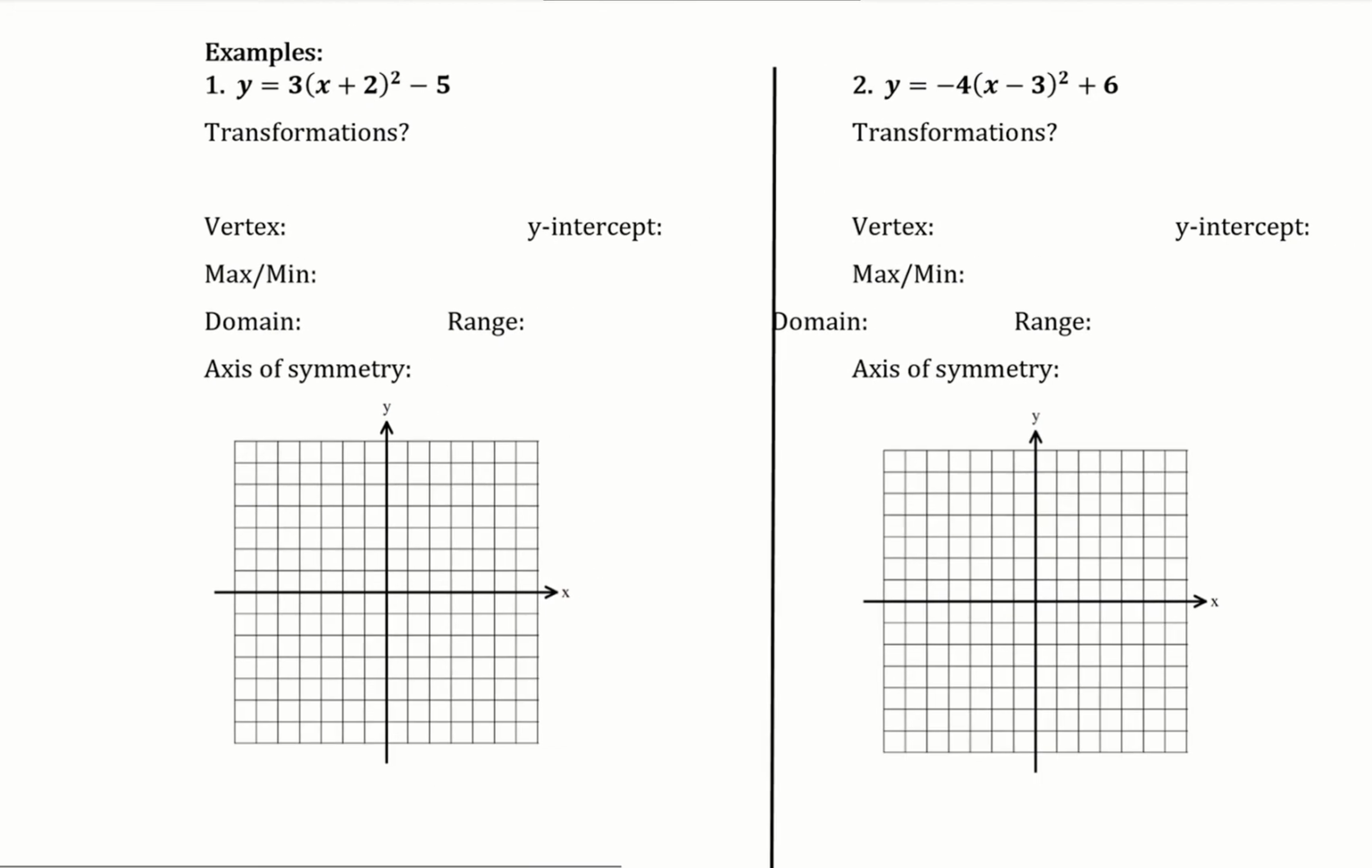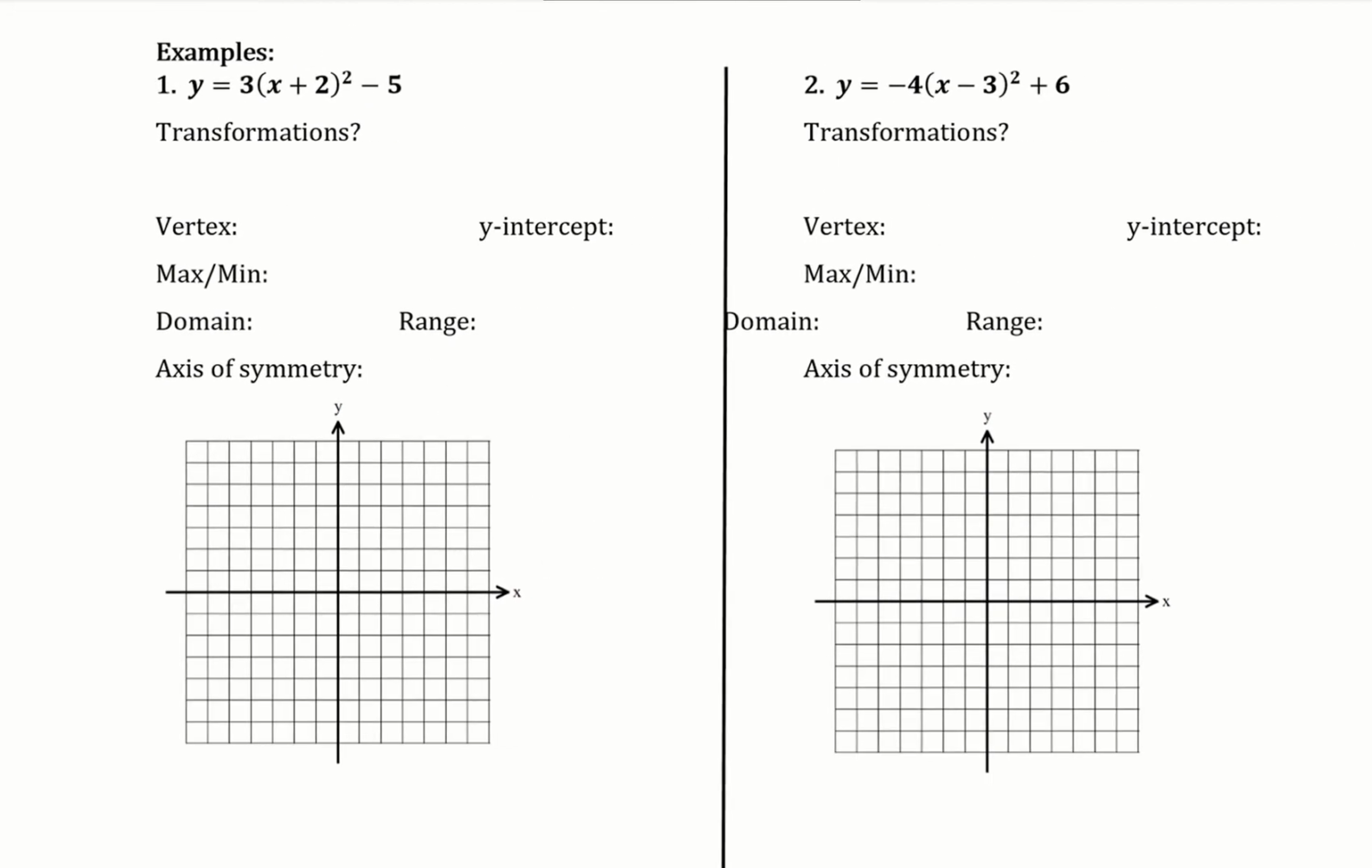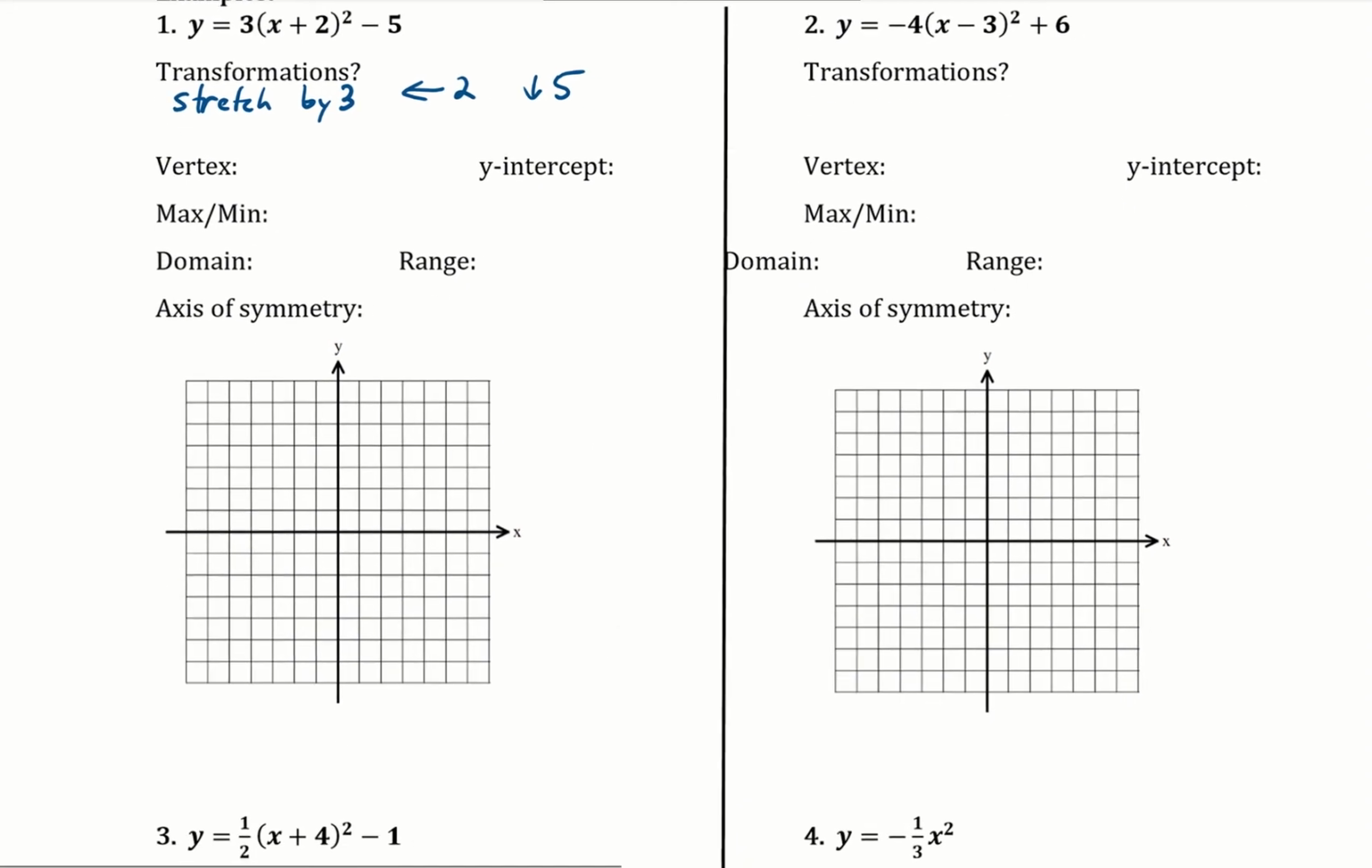All right, looking at number 1 here. The 3 in front is a stretch. Now, pause the video and try this on your own before I finish this. So this 3 in front is going to be a stretch by 3. The plus 2 inside the parentheses is going to go left 2, and the minus 5 is going to move the graph down 5.